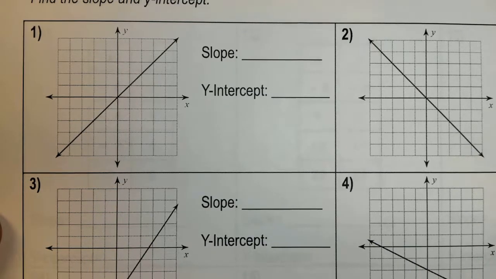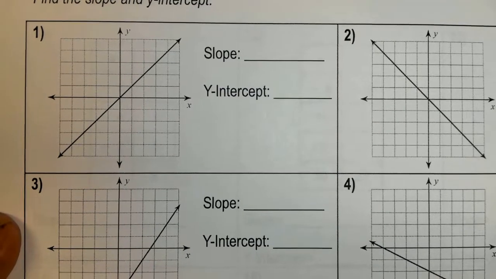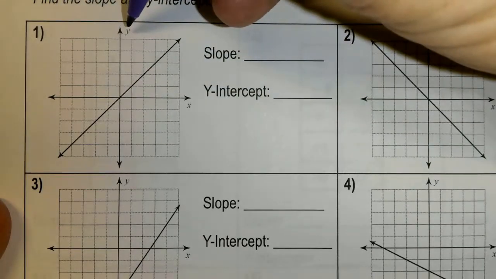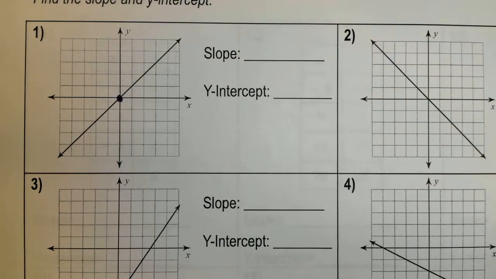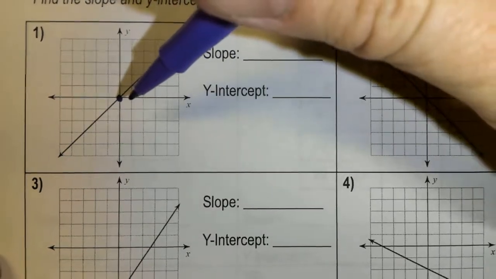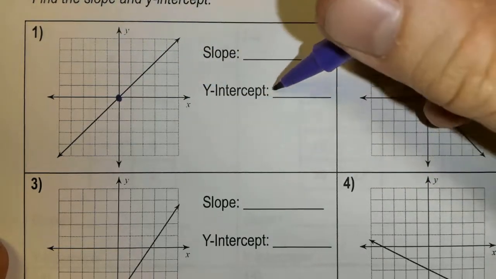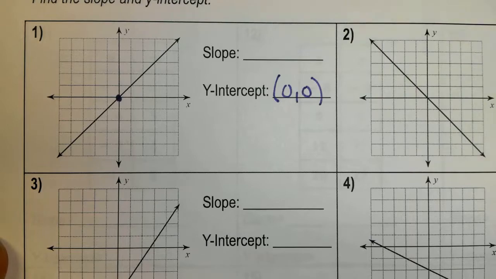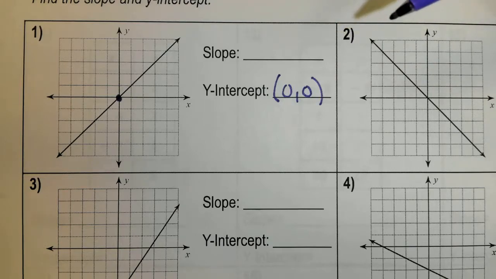To find slope, well, I'll do the y-intercept first. It's just easier, and then we can actually use that to go and get slope. The y-intercept is just where it crosses the y-axis. So if I go down the y-axis, my line crosses right there at that point. That point right in the middle is the origin, so that is 0, 0. Now using that, I can start from there and get my slope.